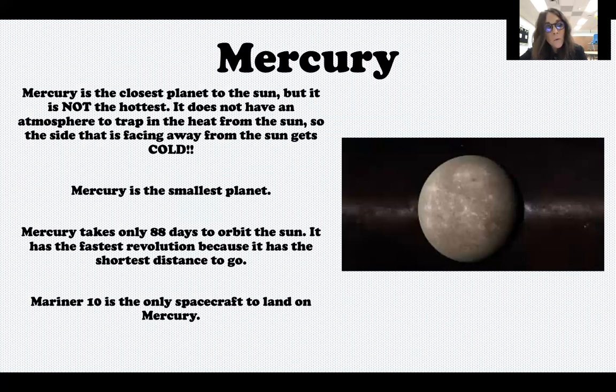In 1974, a spacecraft called Mariner 10 actually landed on Mercury. It's the only spacecraft to ever have landed on Mercury. So that's how we know so much about this planet.